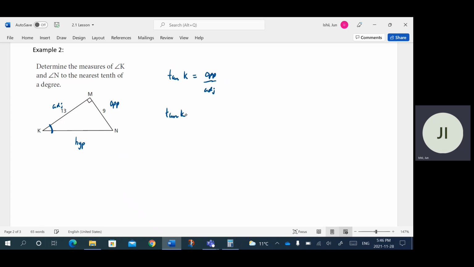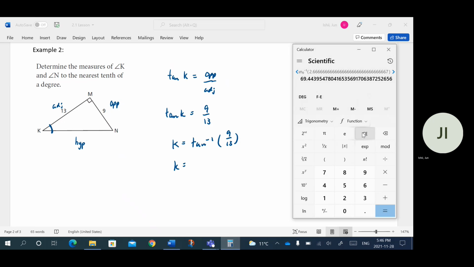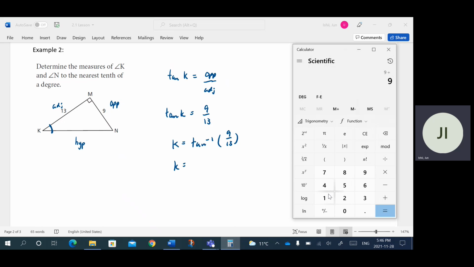So if I plug in the values here, tangent of K is going to equal 9 over 13. Therefore, K is going to equal tangent inverse of 9 over 13. So let's plug that in and find that angle. 9 divided by 13 equals 0.6923, and hit second function tangent. And it turns out to be 34.7 degrees.